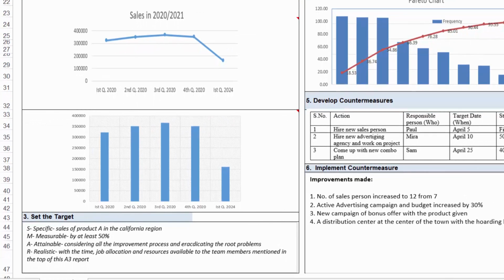Let's head into the third stage, where we will set a target of the improvement we wish to achieve. Note that the target shouldn't be a random target. It should be SMART. Like we do the SMART goal, this should be the SMART target. Specific, measurable, attainable, realistic, tangible, and timely target. Let's set our target with the SMART acronym.